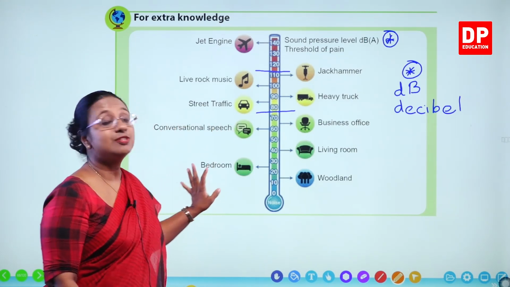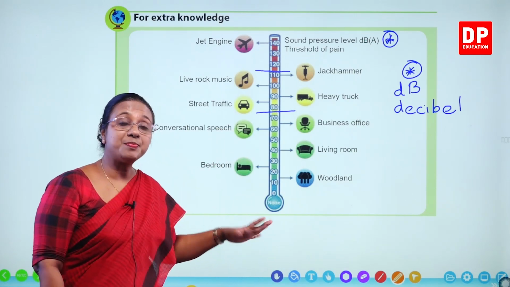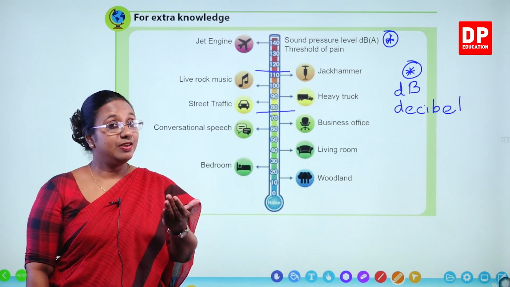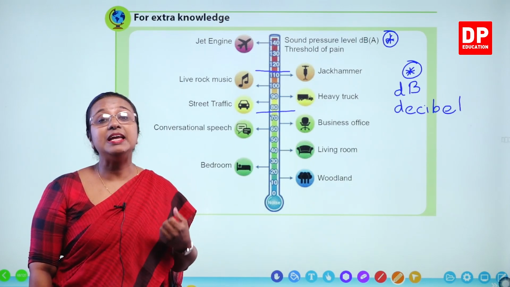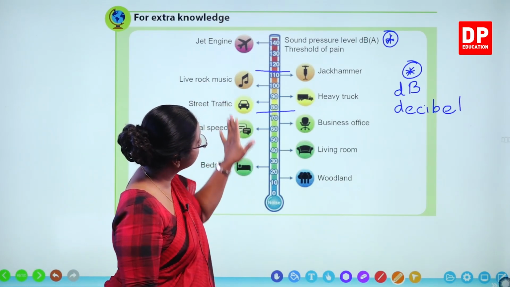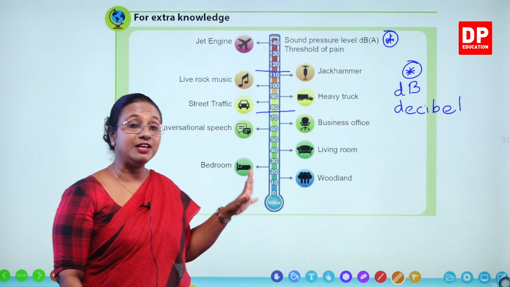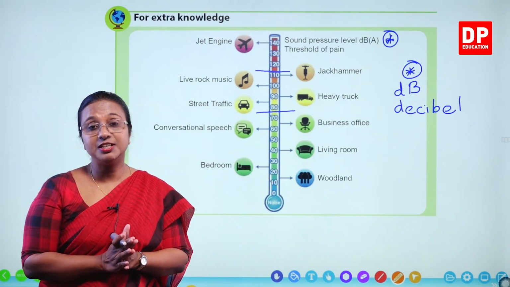So although this is for extra knowledge, students, you have to understand, now this is something that is related to us, relevant to us, because we have our ears, we need to protect them. We have to maintain them healthily. So to do that, we should have an understanding about the amount of noise or the intensity of sound, so that we can avoid loud sound and maintain the health of our ear.